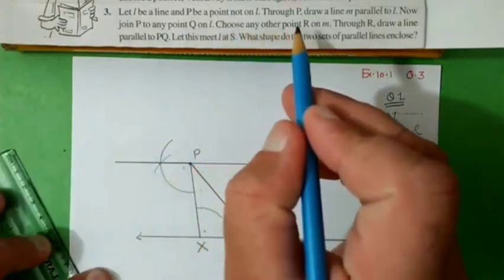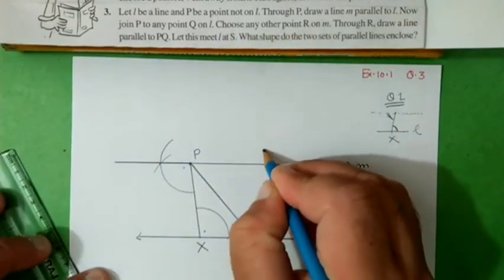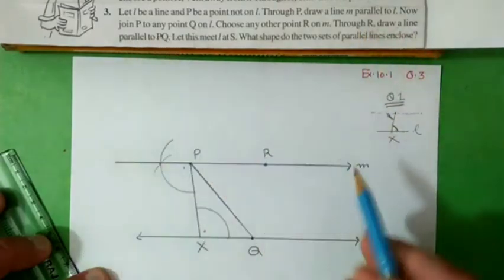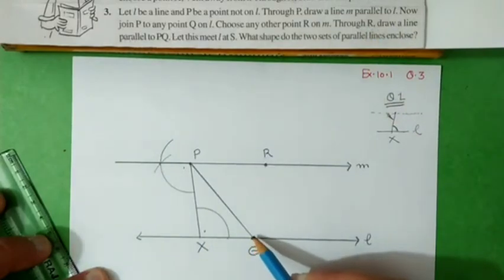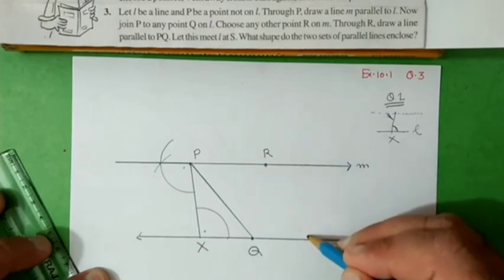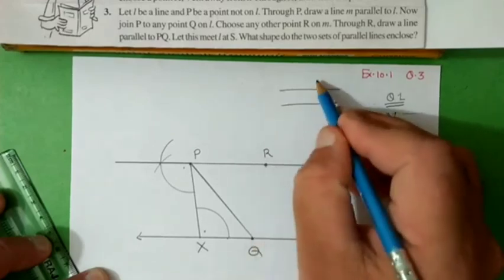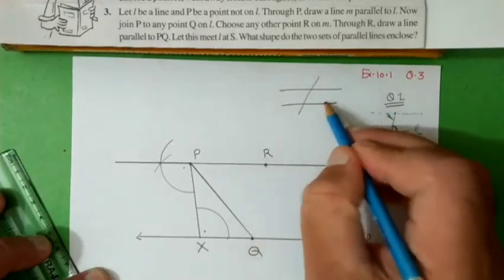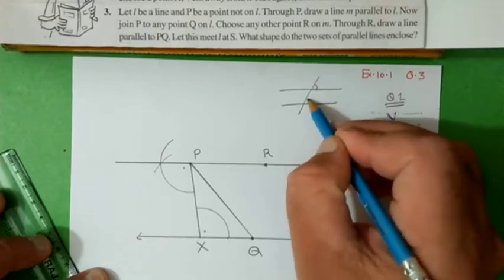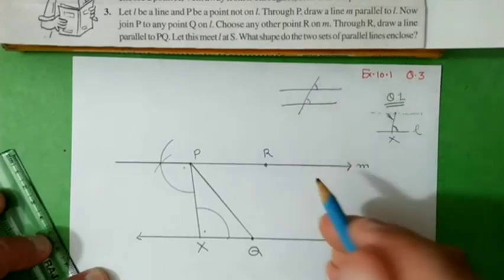Now choose any other point R on M. Okay, now this is line M, and here I will choose point R. And draw a line parallel to PQ. So for this line PQ, I have to draw a line from point R which is parallel to PQ. So it will appear like this. So now these are the parallel lines with a transversal. So two parallel lines and a transversal make corresponding angles which have the same measurements.